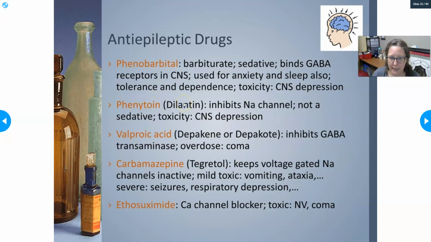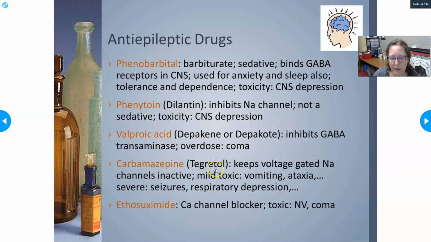Phenytoin is known as Dilantin. It inhibits the sodium channels. It is not a sedative, and toxicity presents with central nervous system depression. Valproic acid, also known as Depakine or Depakote, it inhibits GABA transaminase, and an overdose would be evident as a coma.